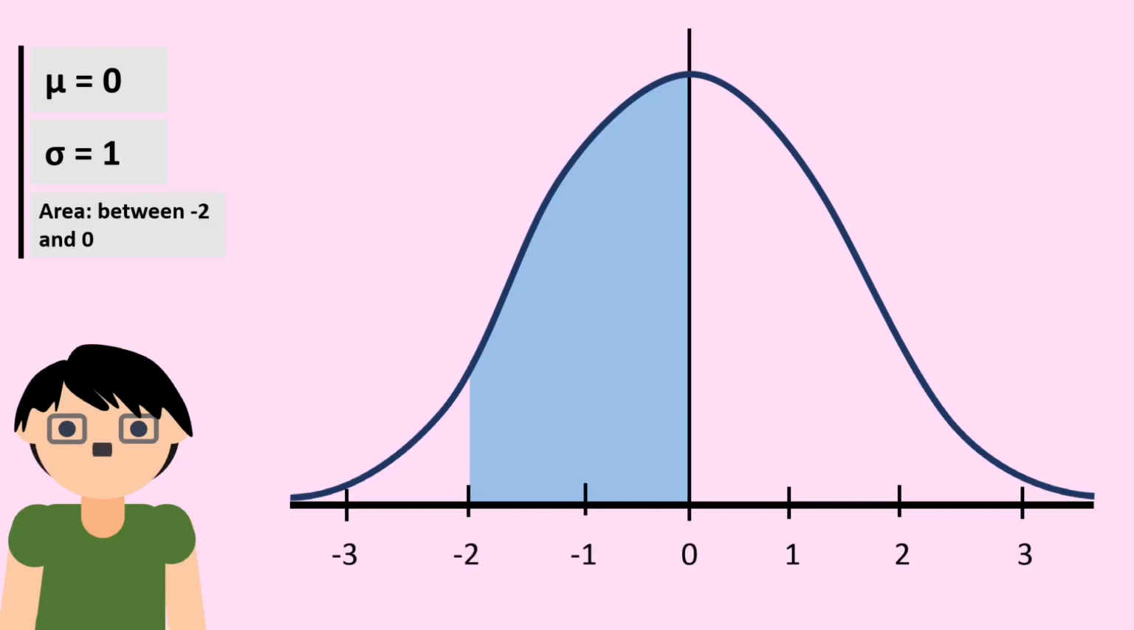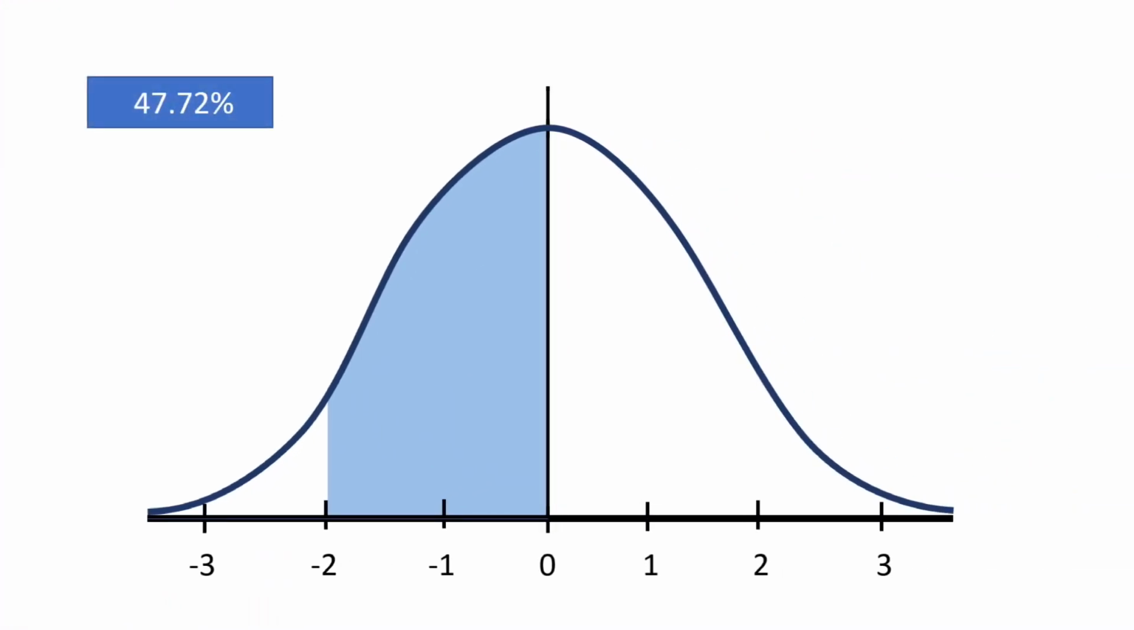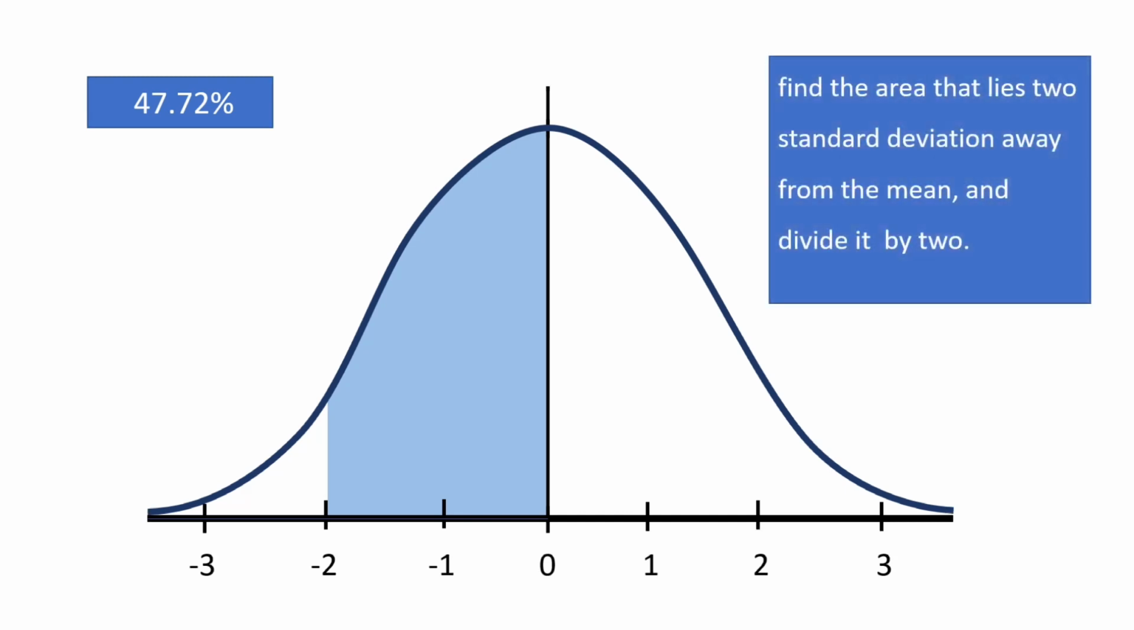Are you done? If your answer is 47.72%, then you are correct. Since the area needed to find is located on one side of the curve, this means that the area we're looking for is less than or equal to 0.50 or 50%. Using the 68, 95, 99.7 rule, we can simply find the area that lies 2 standard deviations away from the mean and divide it by 2.